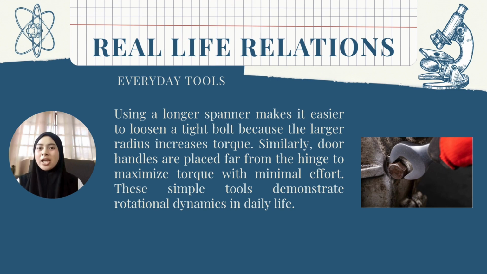Finally, rotational motion can also be seen in everyday tools. For example, using a longer spanner makes it easier to loosen a tight bolt because the larger radius produces greater torque. Another example is a door handle. It is placed far from the hinge so that less force is needed to open the door.